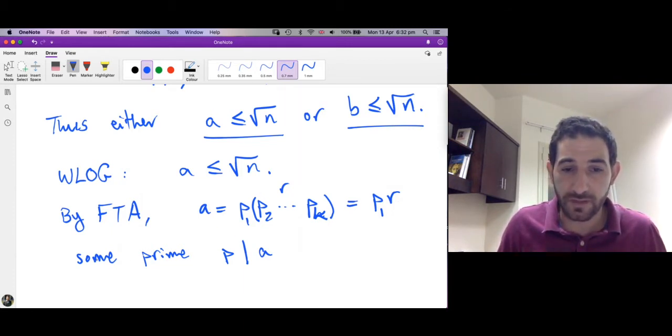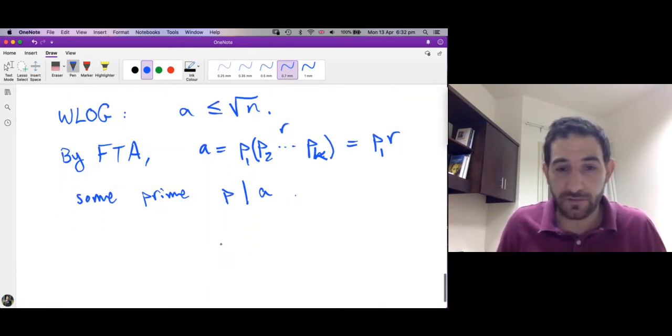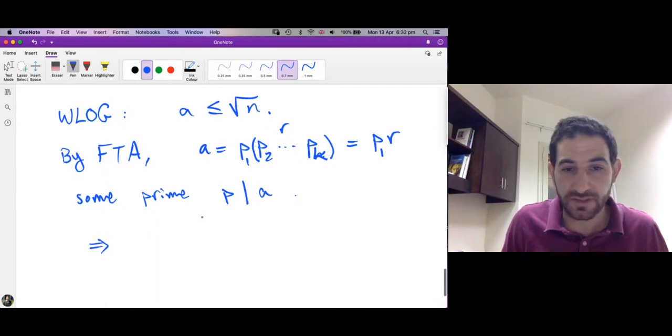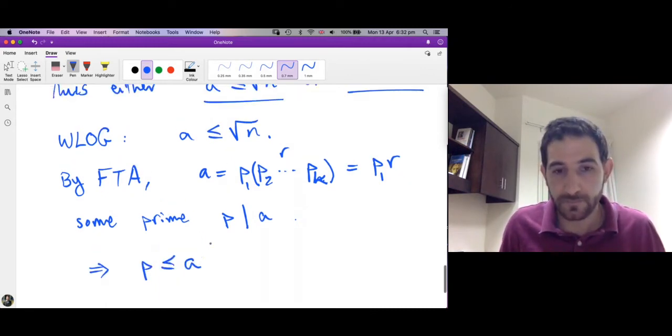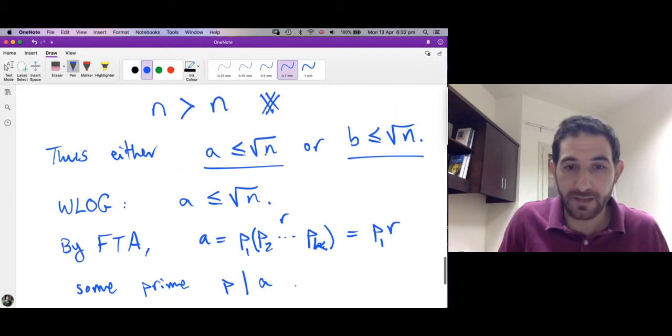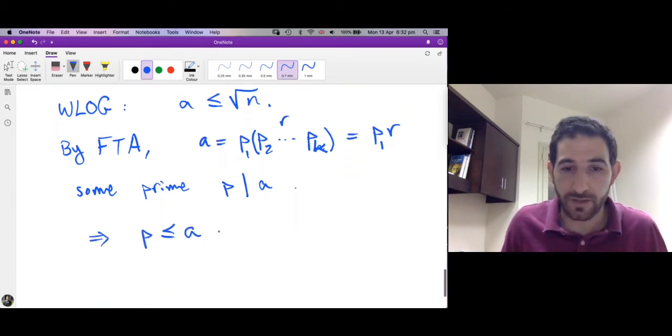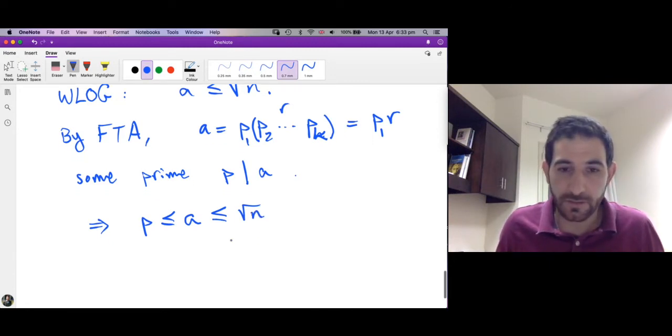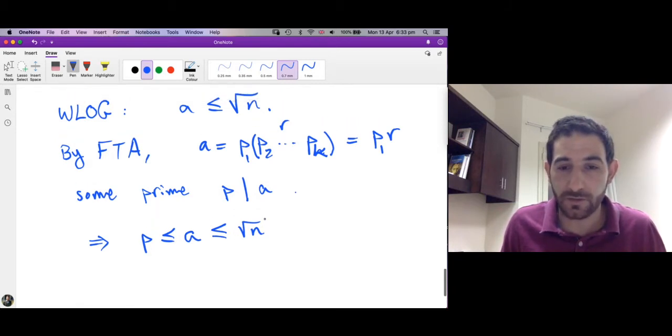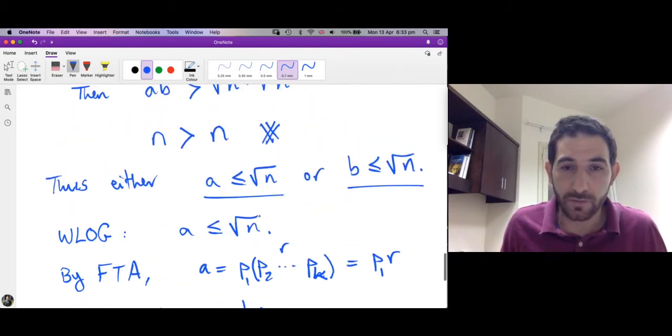So we know that some prime p divides a, but any divisor of a, and since p is a divisor of a, then p is less than or equal to a. But a is less than or equal to square root of n. So here we found a number which divides a and it's less than or equal to square root of n. Now what do we want to show?